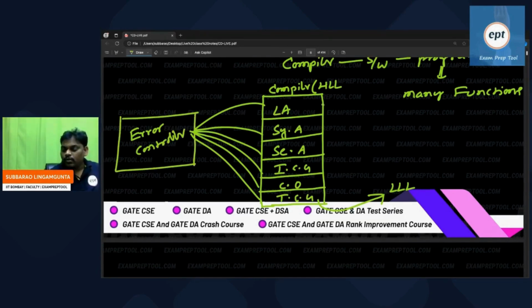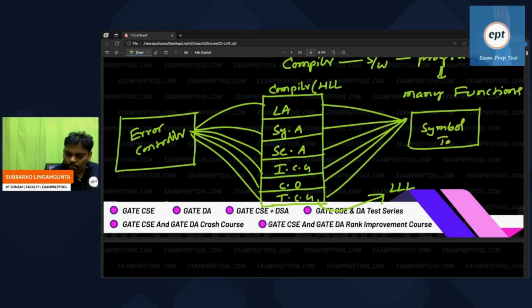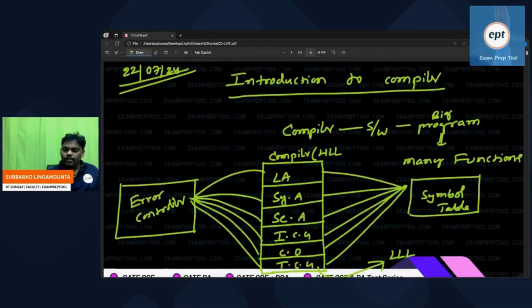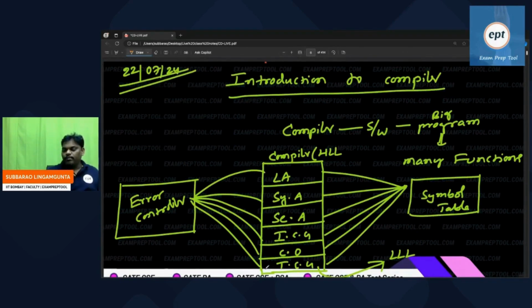Next one, whenever the process is going on, at anywhere if you want to store, you can store in symbol table. This is what we discussed in the last class, right? Topic is introduction to compiler. That's the topic name.